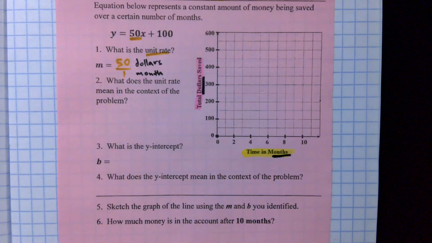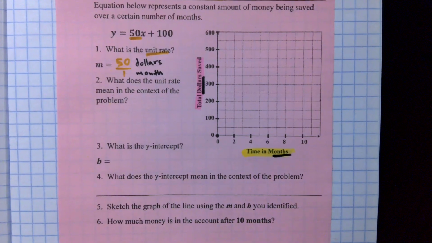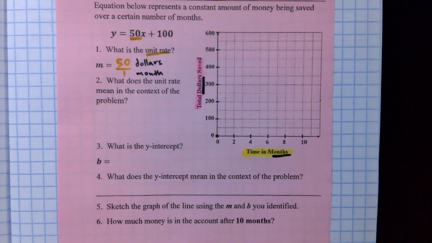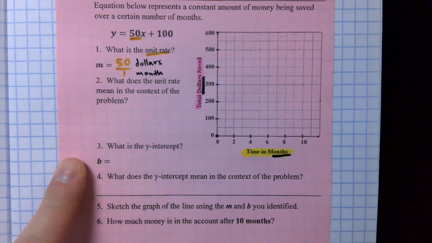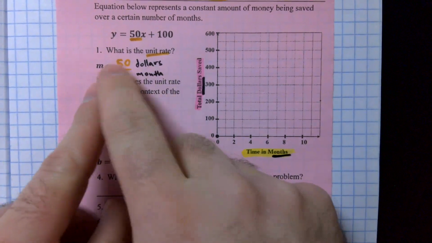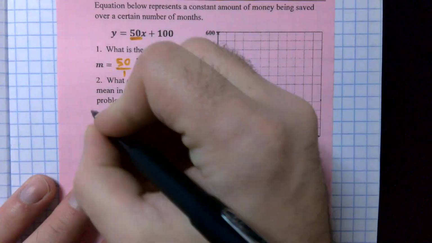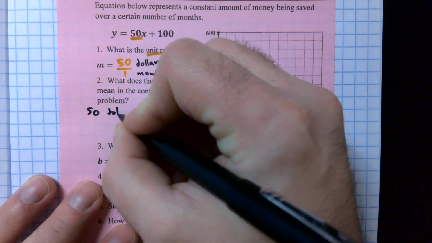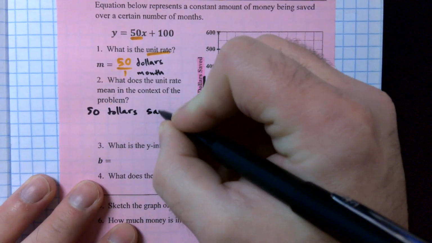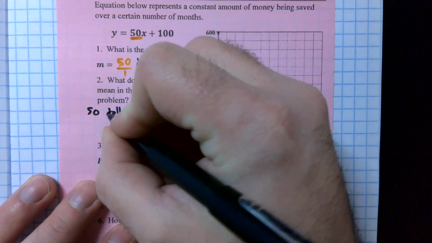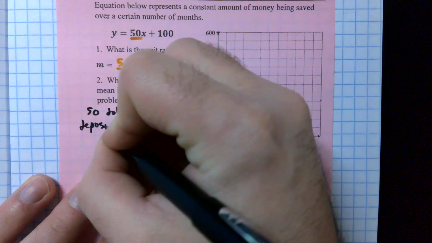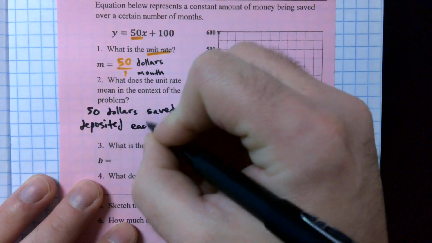I'm talking about money. Good start. This is a savings account, right? How much, what'd you say? That's right. How much I'm putting away every month. I'm depositing and saving $50 every month. So there's $50 saved and deposited each month.